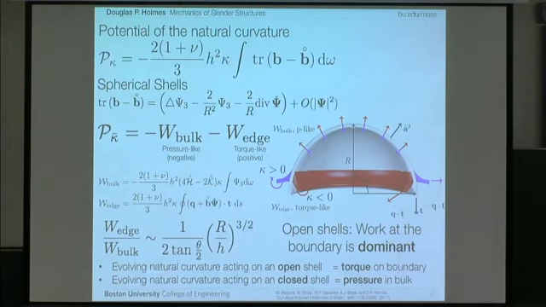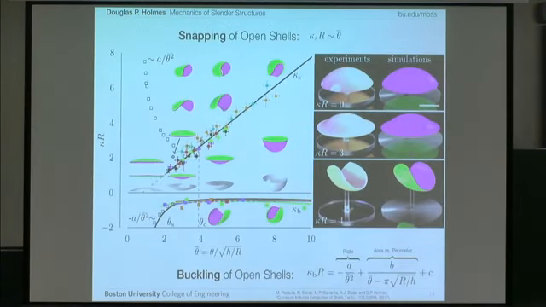So when you have an open shell, you're dominated by a torque along the edge. When you have a closed shell, there's no more edge, there's no more torque, so you're dominated by a pressure-like stimulus in the bulk. So now we can go back and put all of those experiments, numerics, simulations, and our theories onto one big phase map in which we see a couple things.